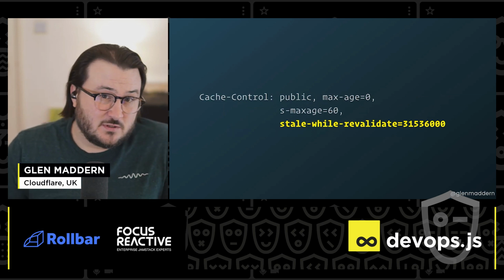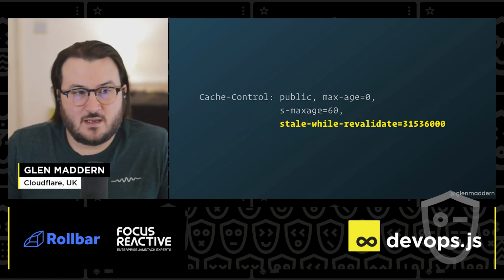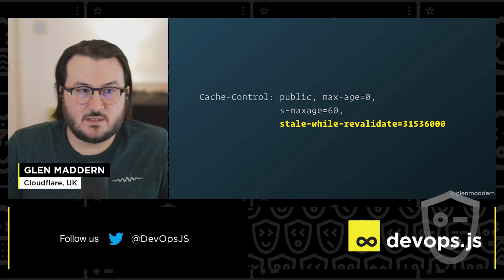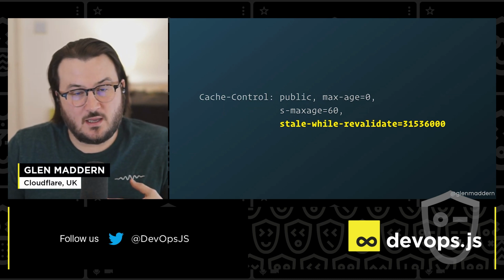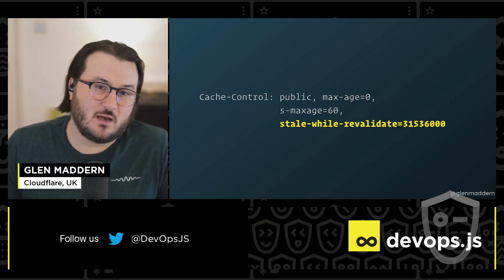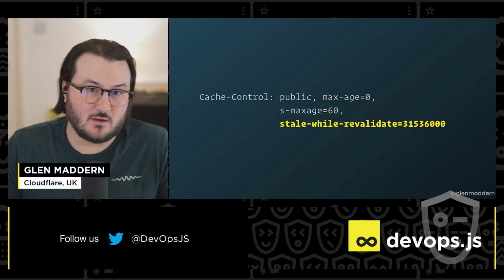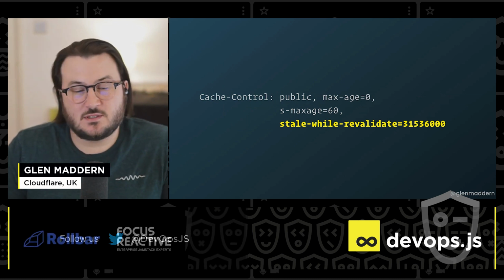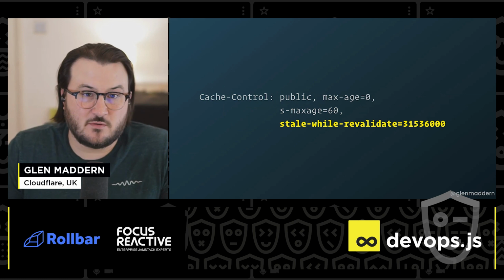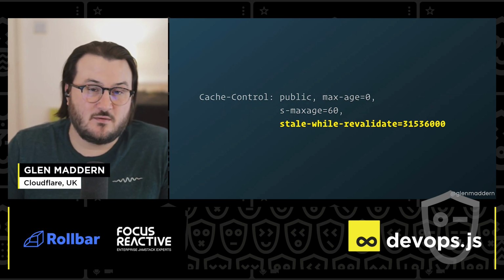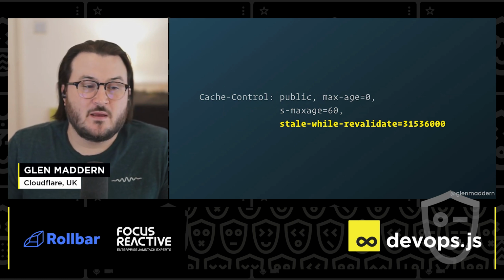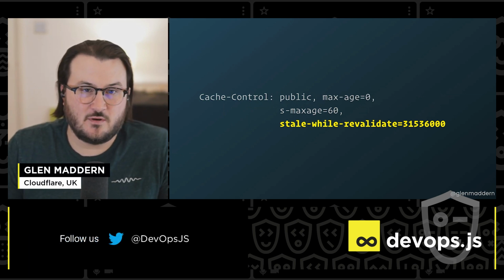Kind of the next version of this is the stale-while-revalidate header. This tells the CDN that while the version it has cached might be expired and it needs to go and get a new version, it can keep sending the old one for this length of time. So for a year, it can serve the old version. But the sMaxAge of 60 means once a minute, it needs to go and check for a new version.